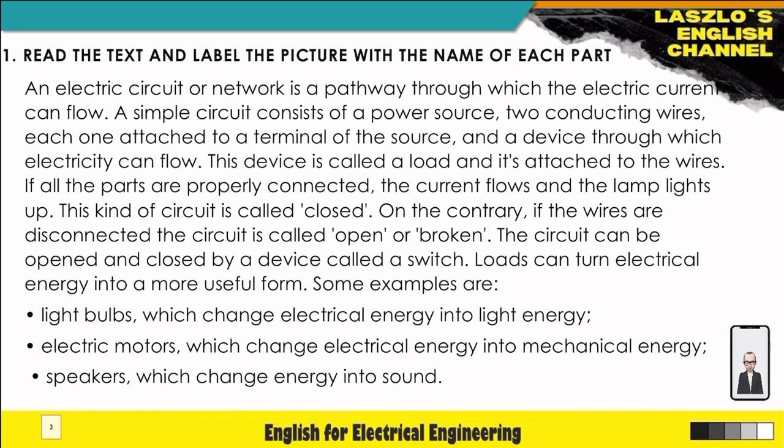If all the parts are properly connected, the current flows and the lamp lights up. This kind of circuit is called closed circuit. On the contrary, if the wires are disconnected, the circuit is called open or broken. The circuit can be opened and closed by a device called a switch. Loads can turn electrical energy into a more useful form. Some examples here: light bulbs, which change electrical energy into light energy; electric motors, which change electrical energy into mechanical energy; speakers, which change energy into sound.